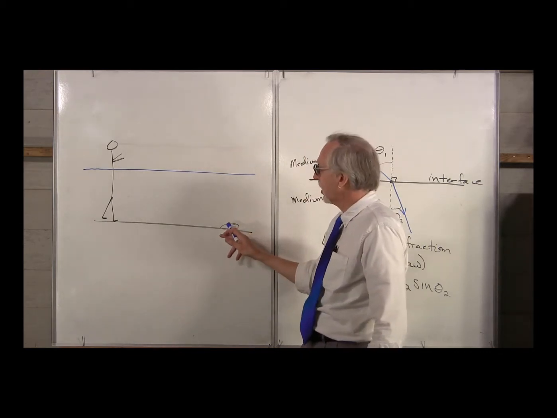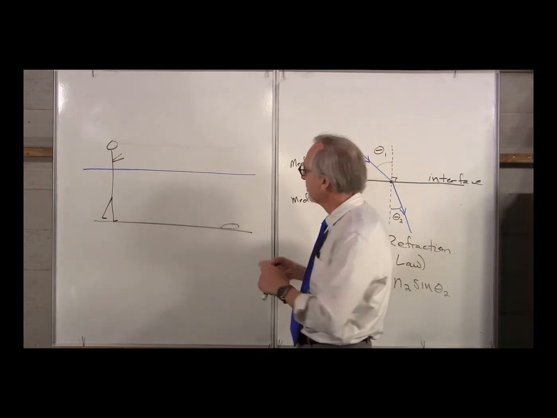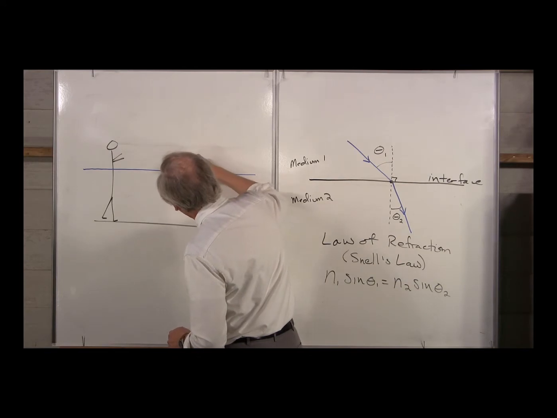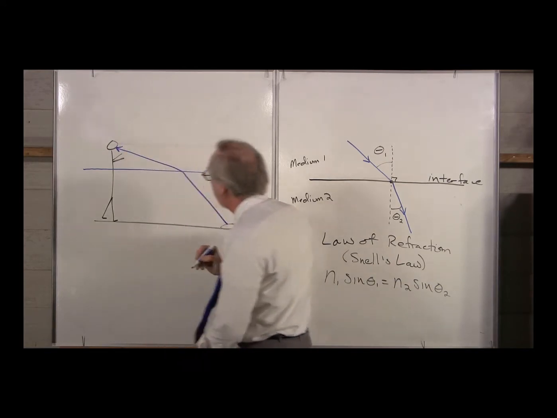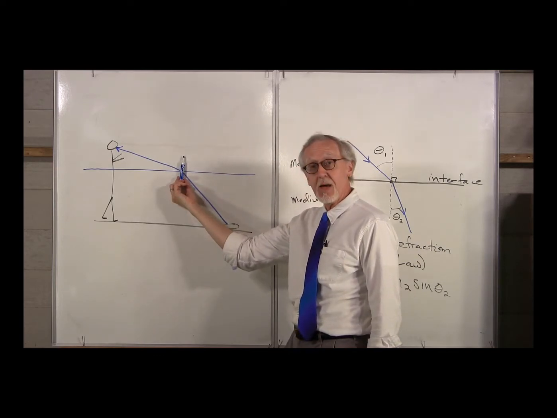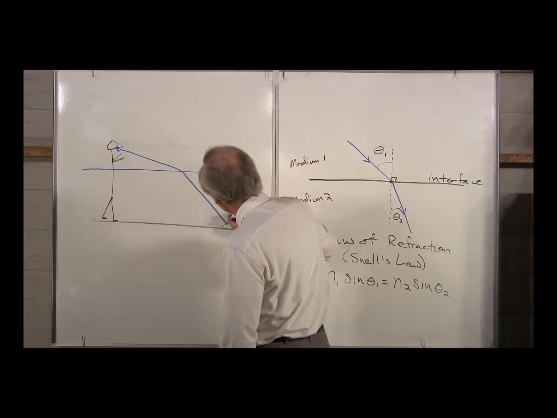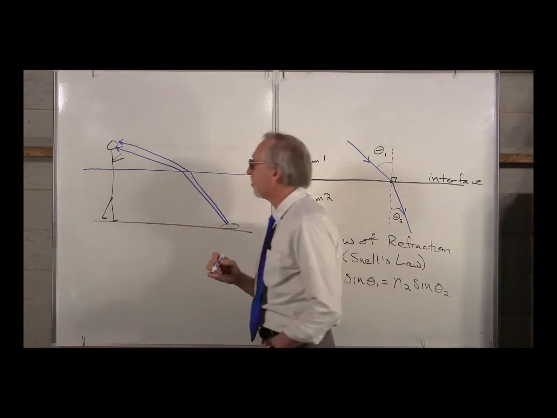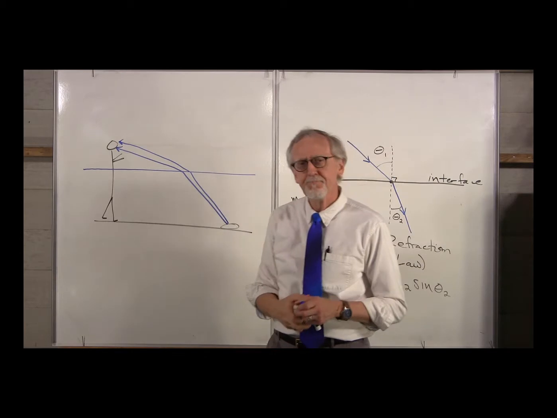So how is it going to go from the rock to your eye? Well, it's going to go something like this. It's going to come up to the surface, and then it has to refract away from the perpendicular. So here's the refraction, and the light is refracting away. And then another ray nearby might do something like that. And those are the rays that actually enter your eyes.